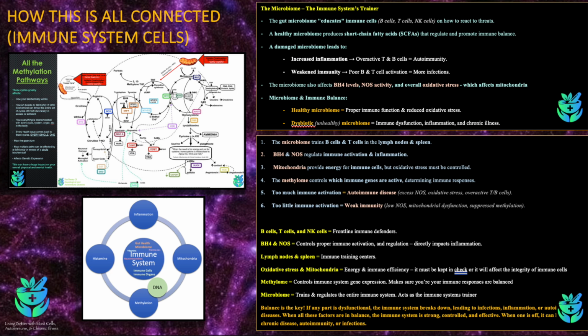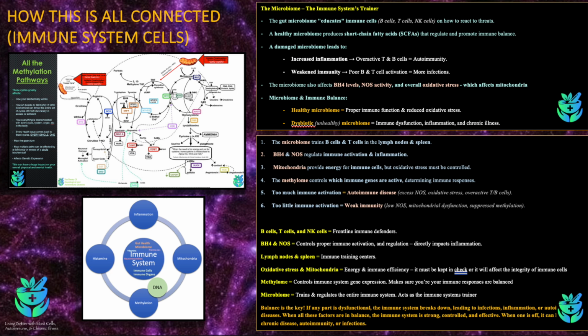The microbiome and immune balance. A healthy microbiome equals proper immune function and reduced oxidative stress. A dysbiotic or unhealthy microbiome equals immune dysfunction, inflammation, and chronic illness. So the microbiome trains B cells and T cells in the lymph nodes and spleen. And don't forget, the T cells are also trained in the thymus.